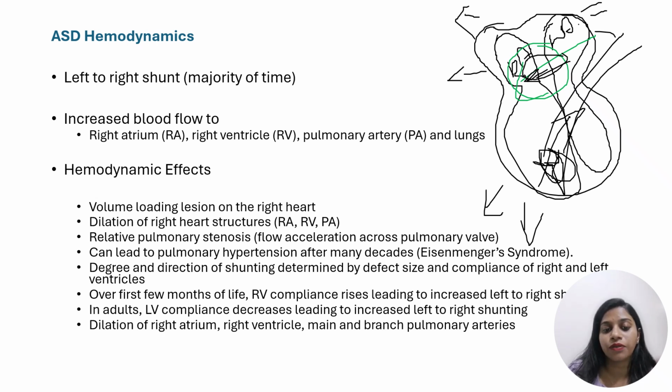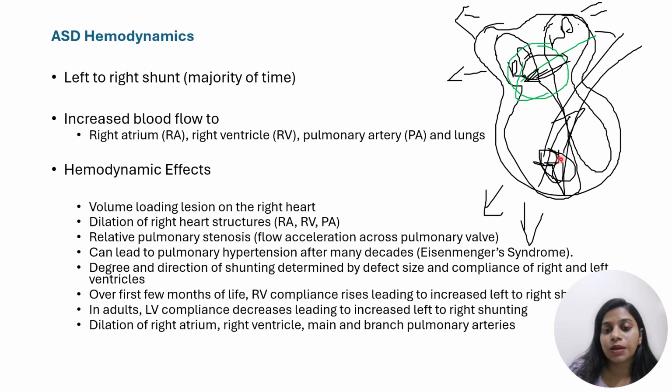The degree and the direction of the shunting is determined by the size of the defect. Depending upon the size of the defect, there is dilation. If the defect is very small, it won't cause any dilation, because only a small amount of blood will be pumped from the left heart to the right heart. If the defect is very large, what happens? A lot of blood will be pushed back to the right heart chambers.